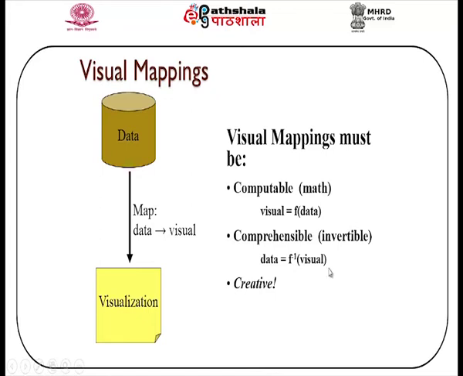Another interesting aspect of visualization is creativeness. The visual that we see on the screen should be creative in nature. So the visual mappings have all these three characteristics within themselves. The visual mapping should be mathematically computable. It should be comprehensible in the sense that it is reversible, which means I can convert the data from the visual format and the visual from the data format. And it should be creative in nature also.